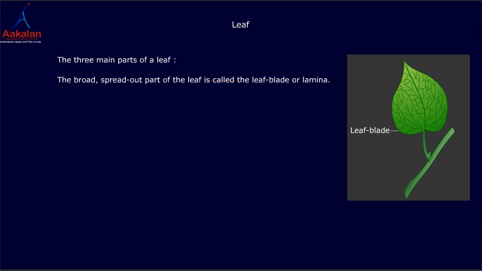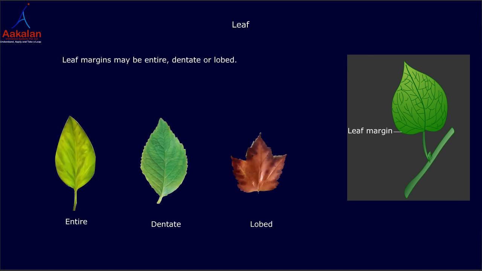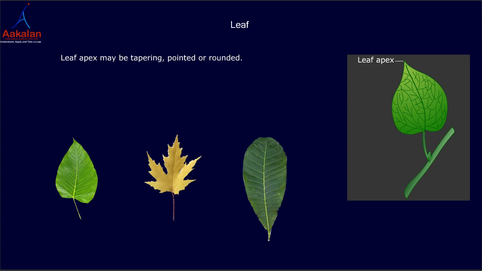The broad spread out part of the leaf is called the leaf blade or lamina, and its edge is called the leaf margin. The tip of the leaf is called the leaf apex. Leaf margins may be entire, dentate or lobed. The leaf apex may be tapering, pointed or rounded.